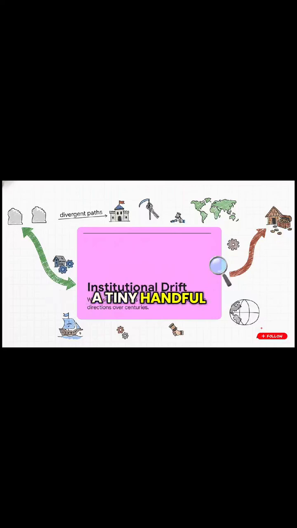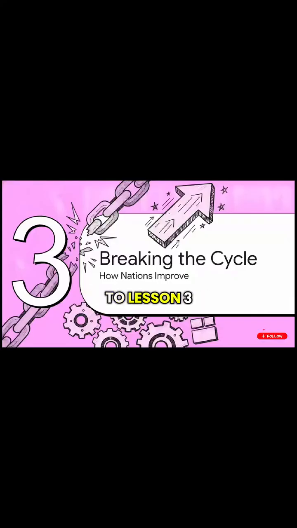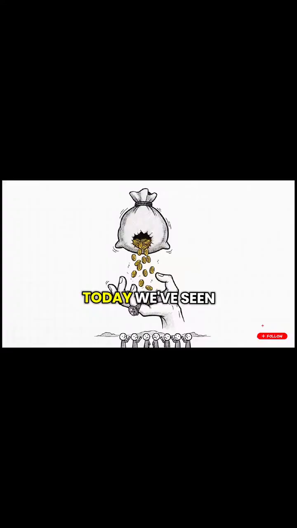A tiny handful of critical junctures, things like the Black Death or the expansion of global colonization, can set countries on radically different trajectories. It's like a giant puzzle that perfectly explains how the global map of wealth and poverty was drawn over hundreds of years. All right, let's move to lesson 3 and see how this builds into breaking the cycle, and more importantly, how nations actually improve today.